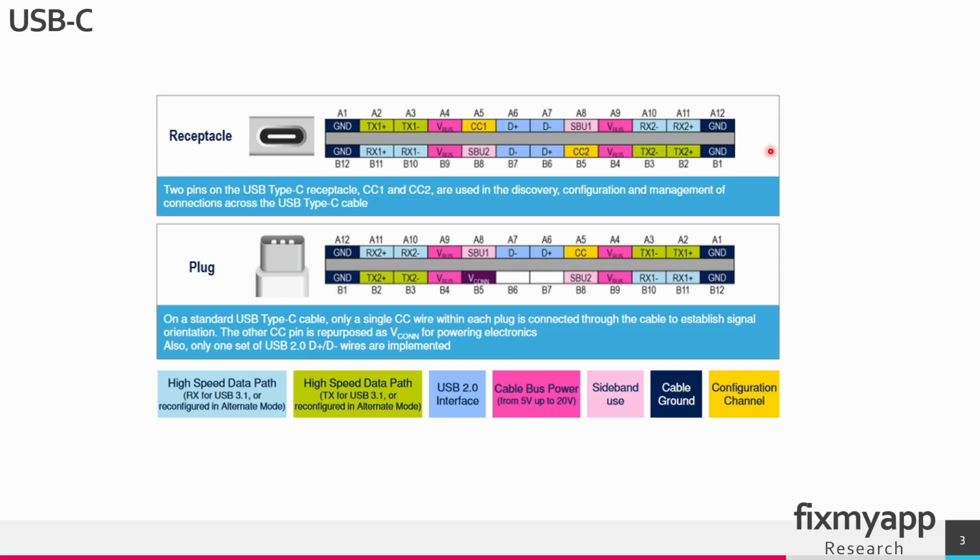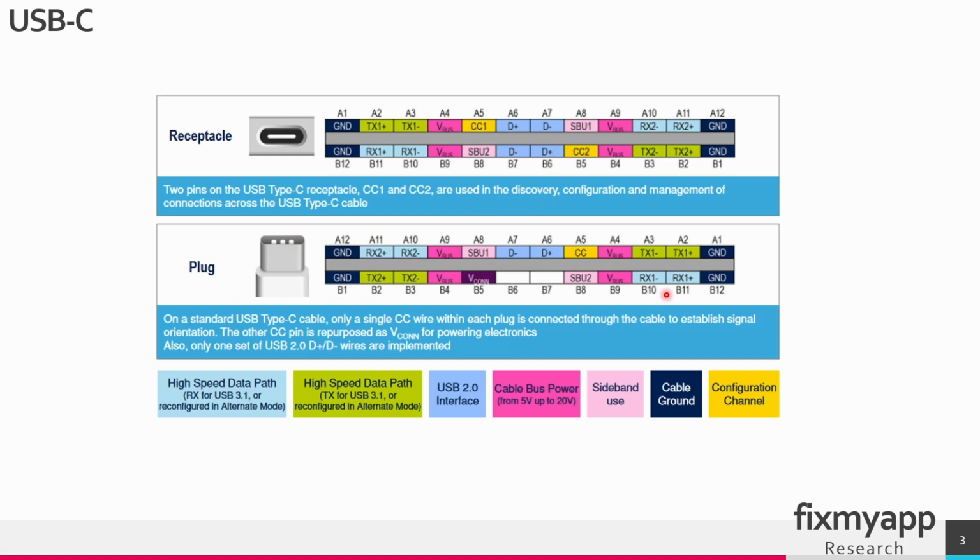So this is the receptacle. This will be a port on your Nintendo Switch device. The CC1 and CC2 are used in the discovery, configuration and management of connection across the USB Type-C cable. So when you plug in your USB-C cable, the CC pins are used for communication between the devices to negotiate the power delivery and other capabilities.